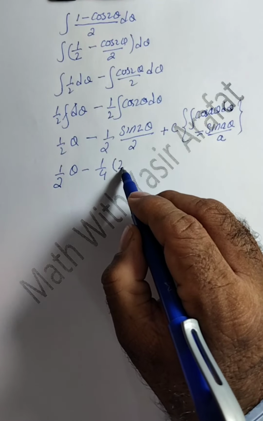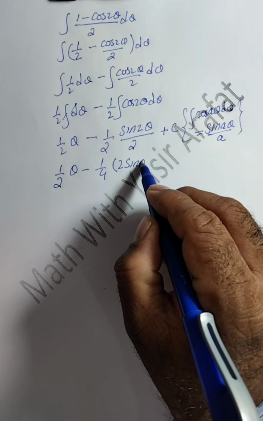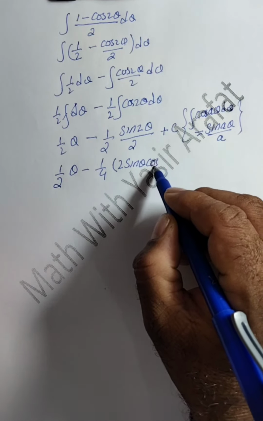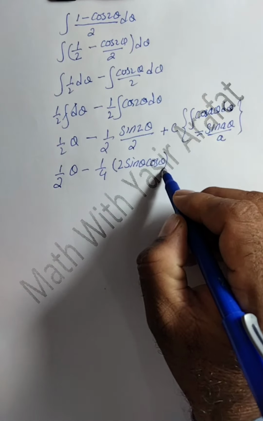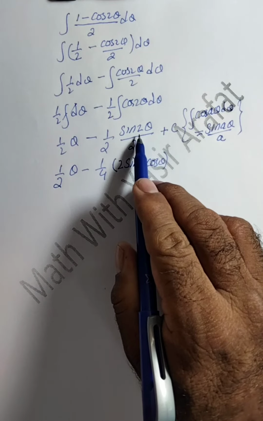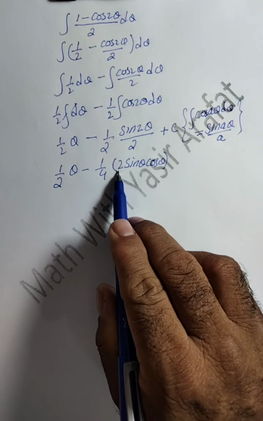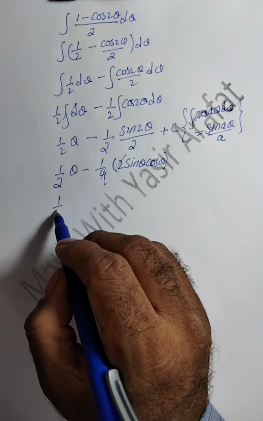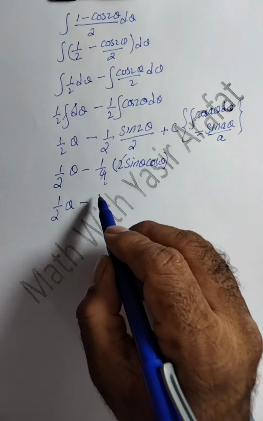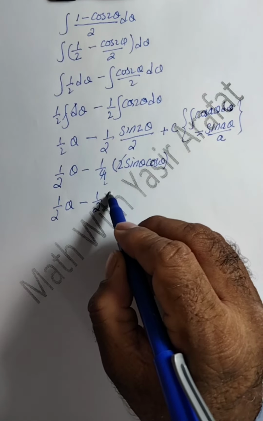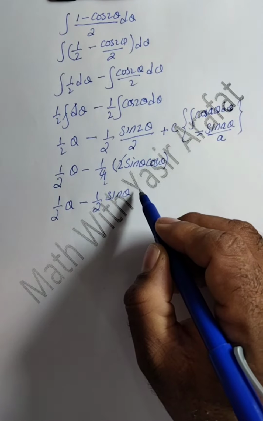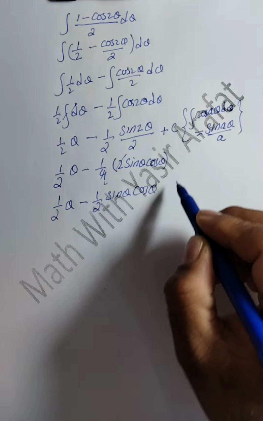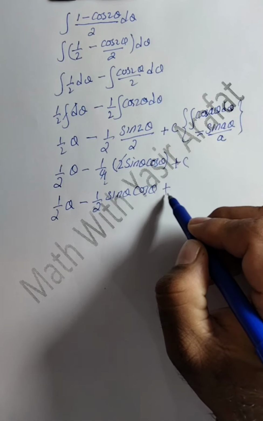Sine 2 theta equals 2 sine theta cos theta. We have to use the formula of sine 2 theta. 2 times 2 is 4. We have to simplify. So this is 1 over 2 theta minus 1 over 2 sine theta cos theta plus c.